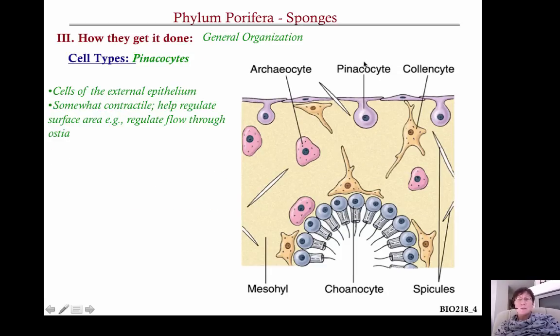The pinacocytes you can see here in sort of purple. So these are the cells of the external epithelium, although it's not a true epithelium because it's not a true tissue, but it's the precursor to epithelium. So it's sort of like the outer skin of a sponge. It's somewhat contractile, so it helps regulate the surface area somewhat, but more importantly, it helps regulate the flow of water through the sponge. And you actually see them forming into these pores and porocytes.